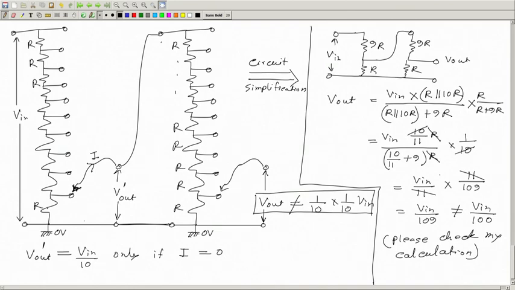And if some current is flowing out, then basically this resistance will be in parallel with something else. So, its true value will be smaller than just R, because there is a parallel resistance which is this. So, the potential that we will have here is actually less than this expected value. If I is not equal to 0, then V out prime will be less than V in by 10.